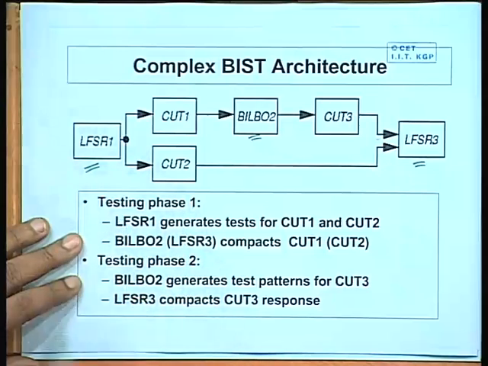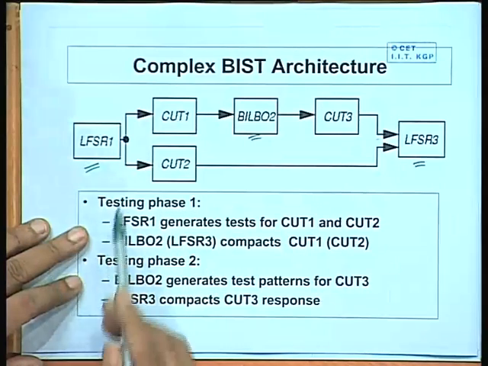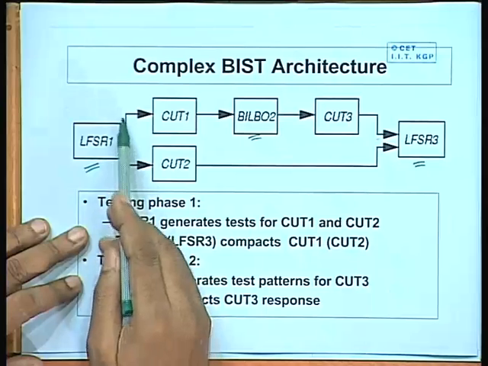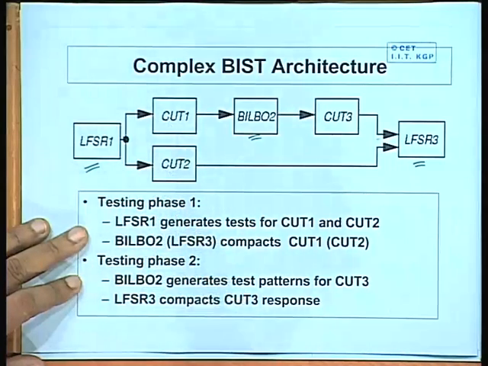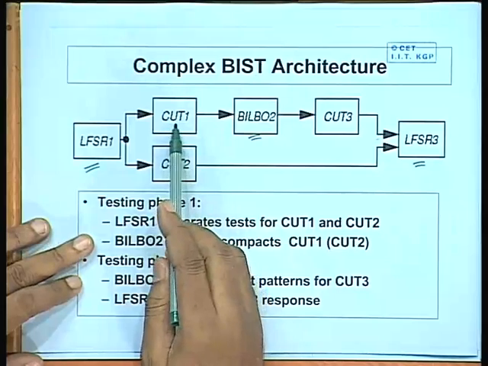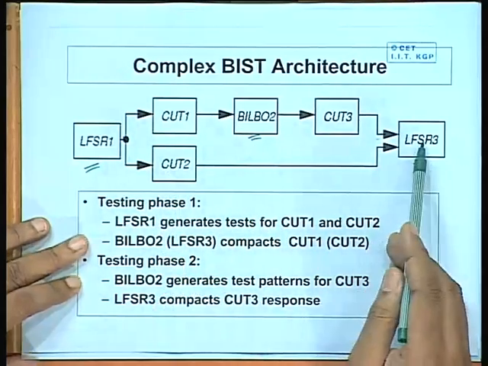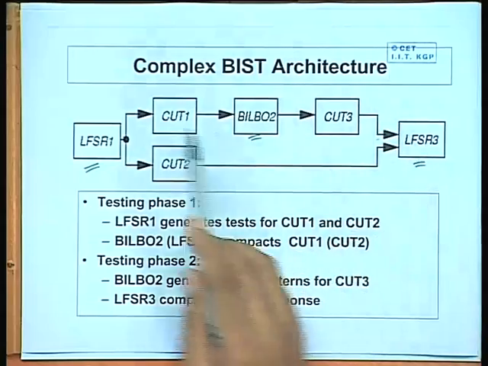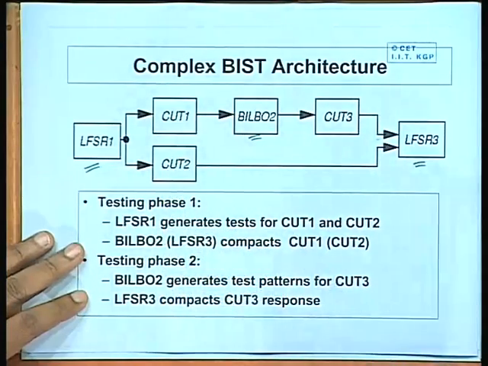this is the testing phase 1, then LFSR 1 can generate the test patterns. These test patterns can be fed concurrently to CUT 1 and CUT 2. We can test both of these together. Now, the response of CUT 1 will be compacted here and the response of CUT 2 will be compacted here. Okay. So, testing of CUT 1 and CUT 2 can go on together.